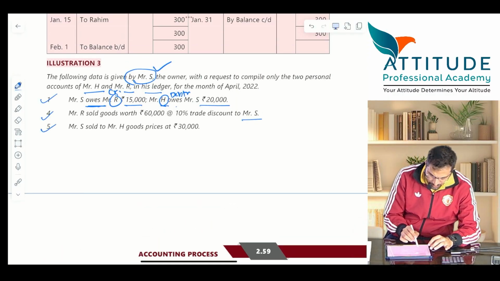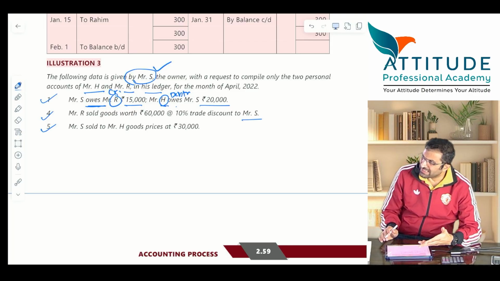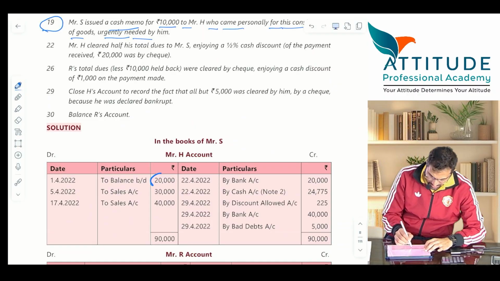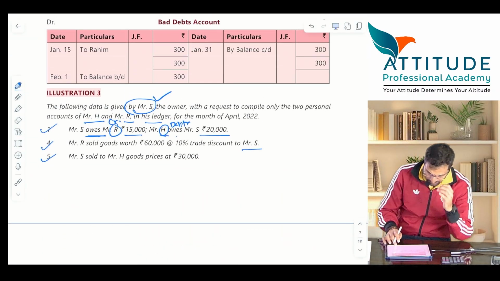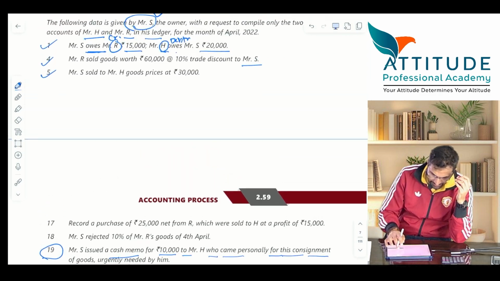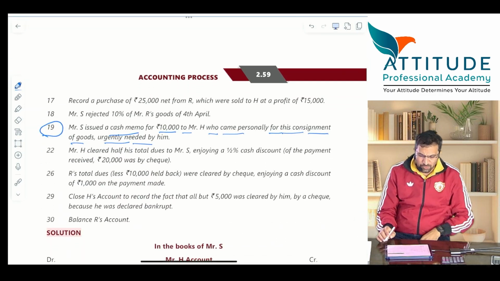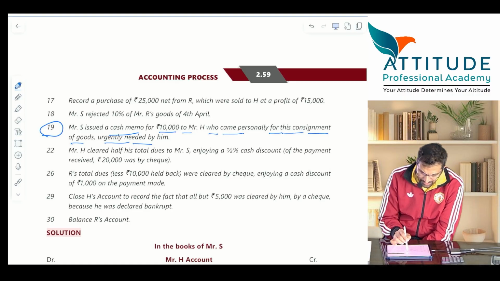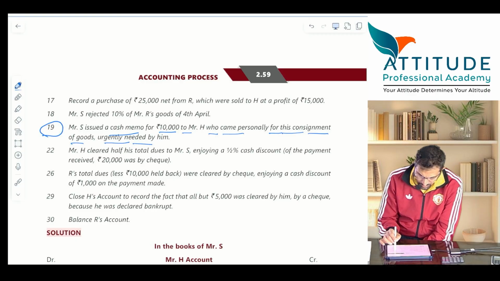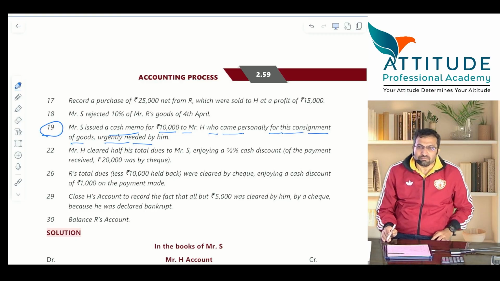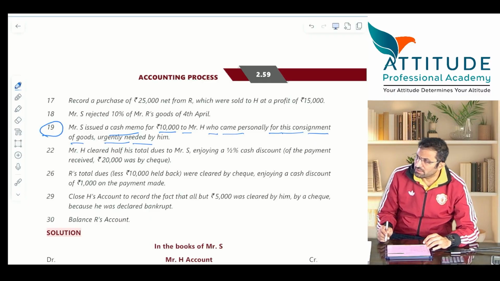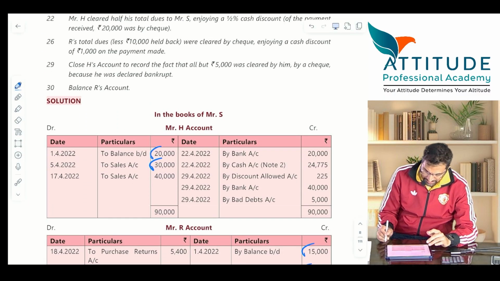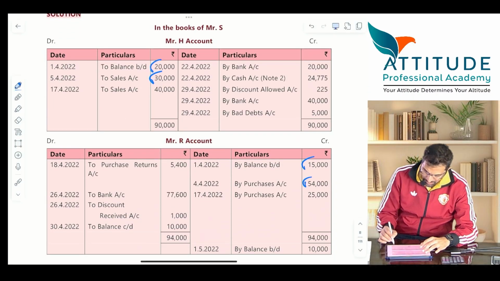Fifth date. Fifth. S sold Mr. H goods priced how much? तो ये तो credit sales है. H account debit to what? Sales. H account debit to sales. ये भी हो गया. Next. 17th. Tell me. Record a purchase of 25,000 net from R which were sold to H at a profit of 15,000. दो इधर. First you are purchasing the goods from what? R. कितना है? हाँ, entry. Purchase account debit to R. 25,000. आ गया ना? Clear?